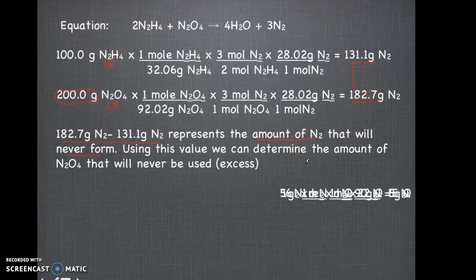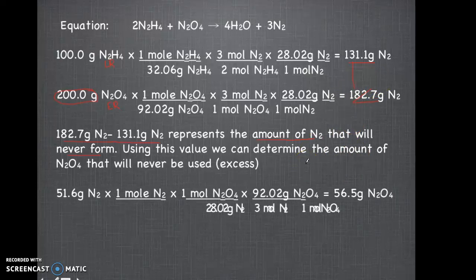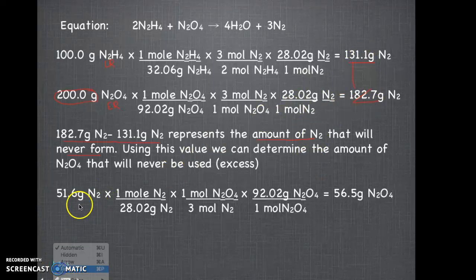we would end up with a setup like this. So let me show you what we're doing here. The 182.7 minus 131.1 gets us to the starting amount right here of 51.6 grams of N2. So this is now my A in the reaction. So let's write it up here.